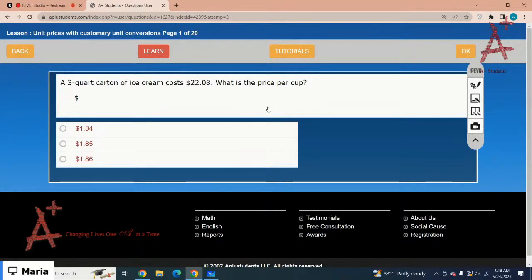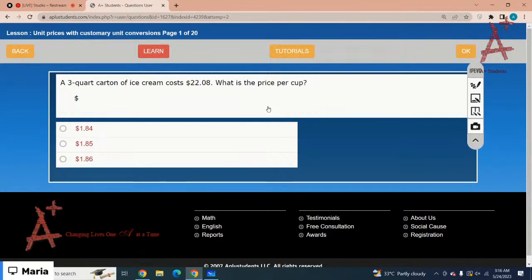Okay, let's just start with the first question. A 3-quart carton of ice cream costs $22.08. What is the price per cup? Okay, just see the conversion here. You have to convert from quarts to cups first, because you have to calculate the answer. Yes, like metric conversions, that is the unit.